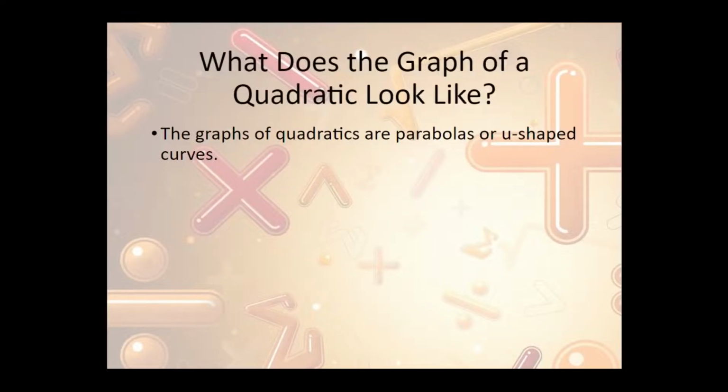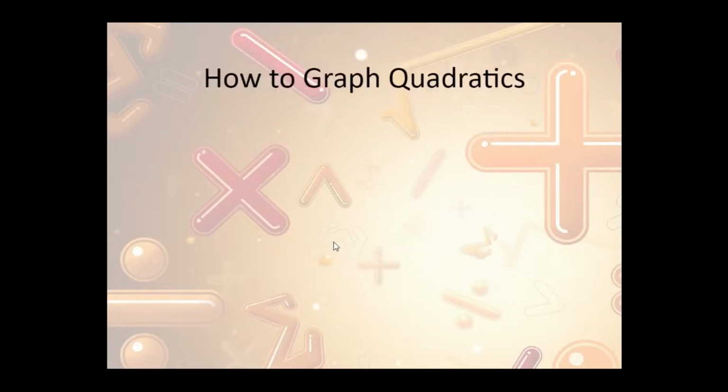Now, what does the graph of a quadratic look like? The graphs of quadratics are parabolas or U-shaped curves. They look like this. So it forms this perfect U shape and goes down and then comes back up. And it could also go the other direction. It could start by going up and then return down. So these are quadratics. So how do we graph quadratics?